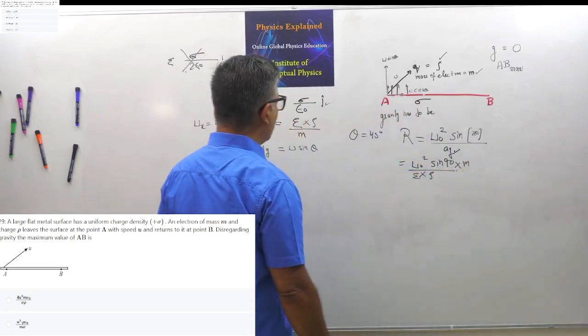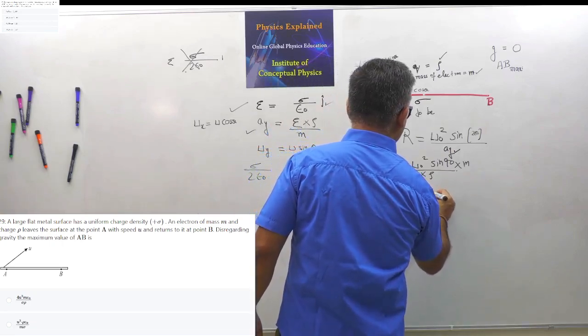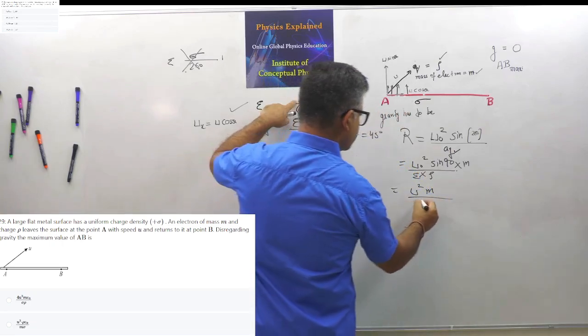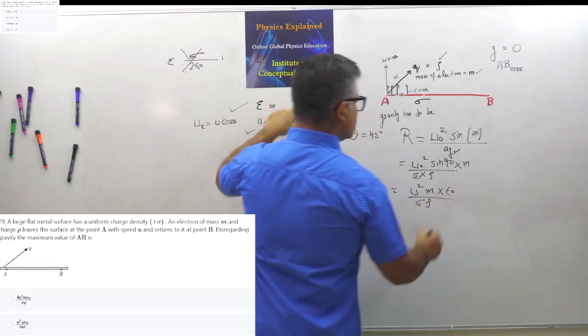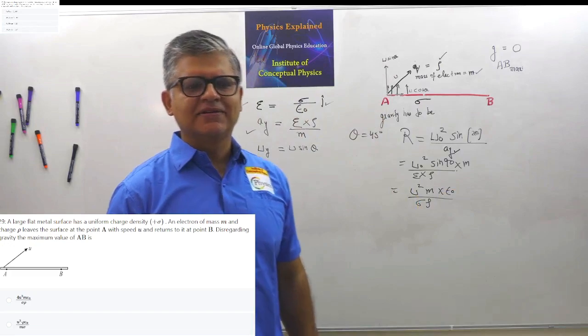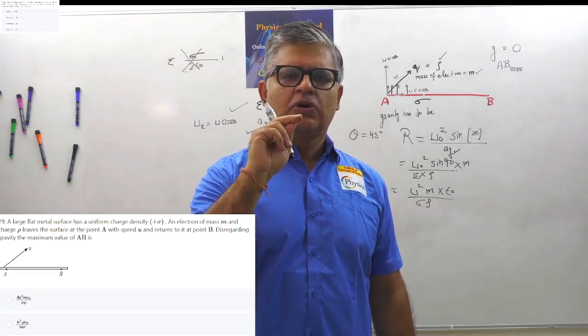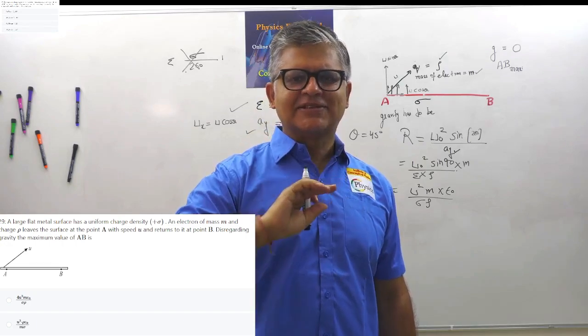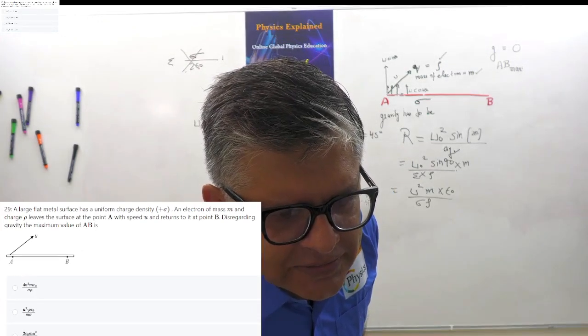And what is the value of E? It is u square M, and I'm substituting the value: sigma rho into permittivity. So if you do a comparison with all the answers, none of the answers matches actually. You can see none of the answers matches.